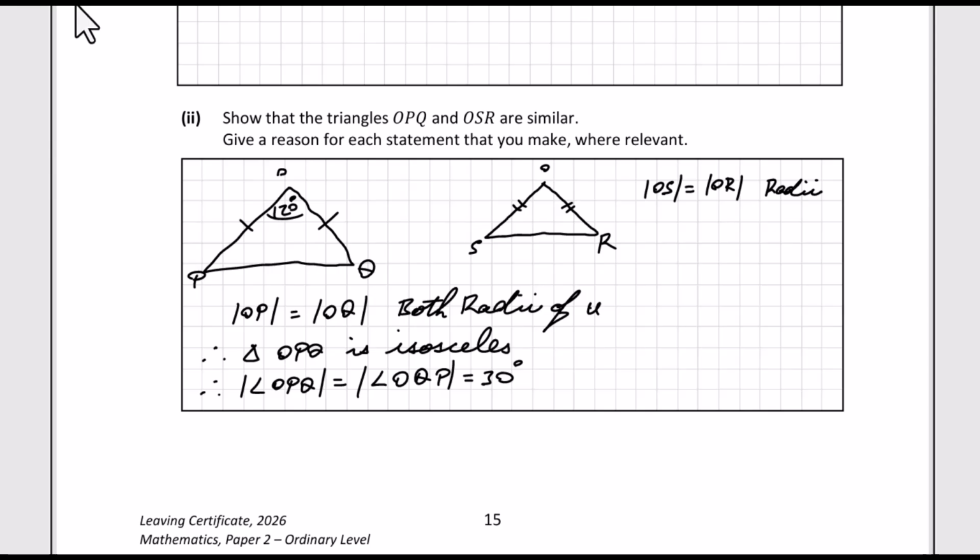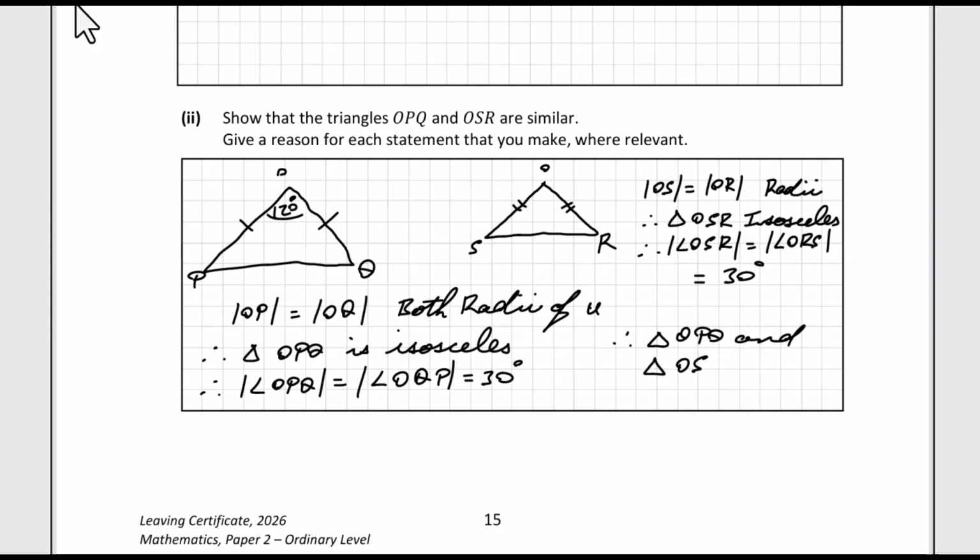So OS is equal to OR because they're both radii. Therefore, triangle OSR is isosceles. Therefore, the angle OSR is equal to the angle ORS, which is 30 degrees. And therefore, at the end, triangles OPQ and OSR are similar. So that's kind of a long-winded explanation, but that's the reasoning.